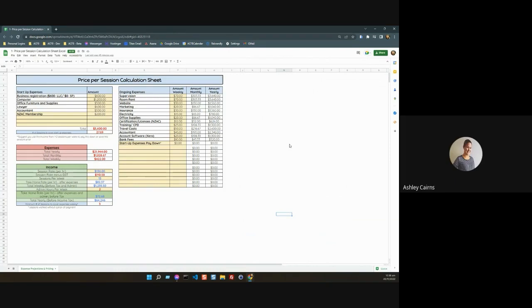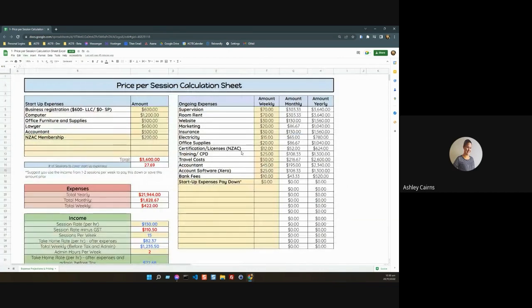Can you zoom in a little bit? It's hard to see for us. There we go. Much better.